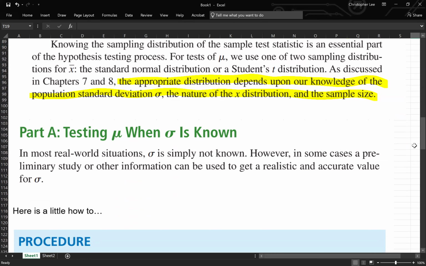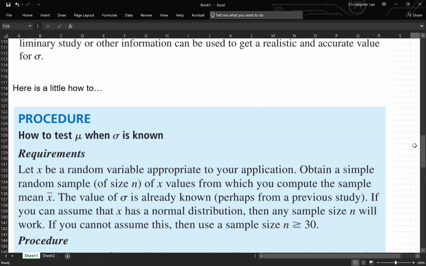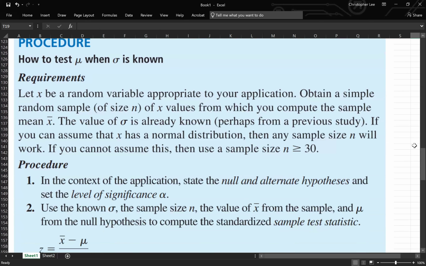In most real-world situations, sigma is simply not known. However, in some cases, a preliminary study or other information can be used to get a realistic and accurate value for sigma, right? So here's our procedure. How to test our population mean mu when sigma is known, right?